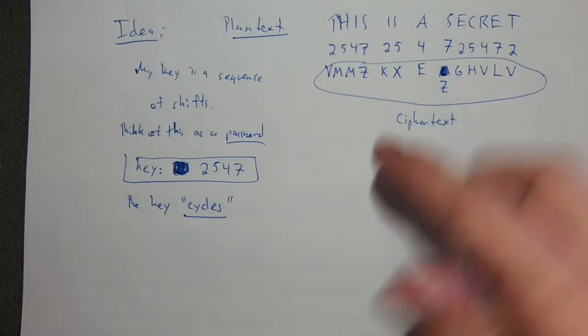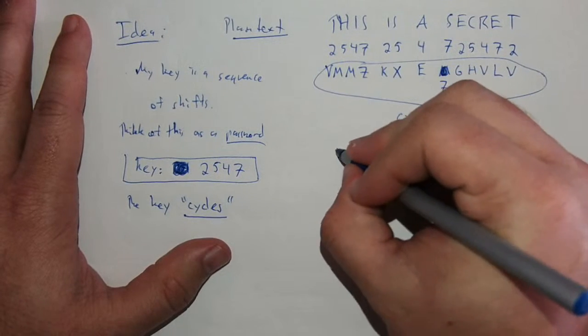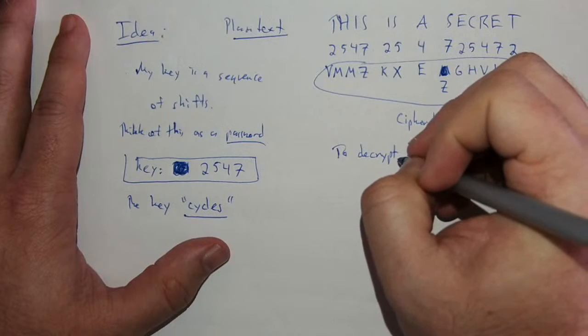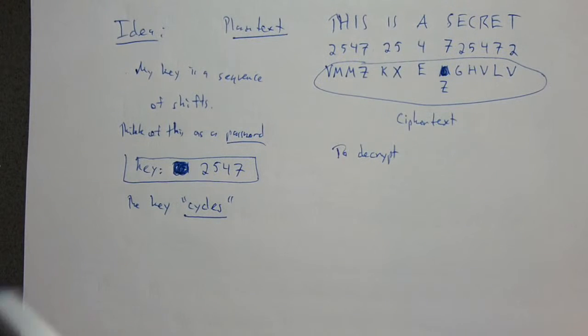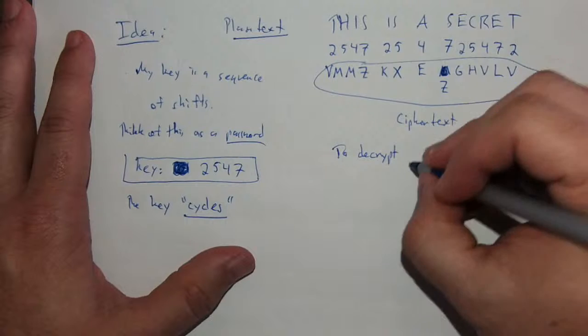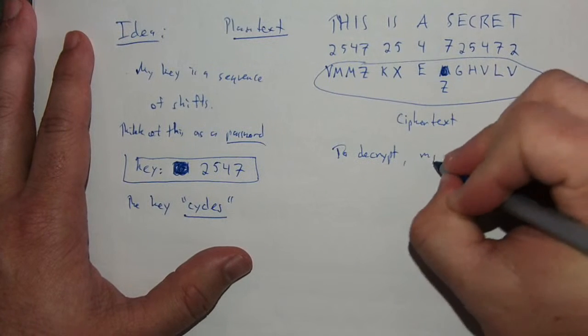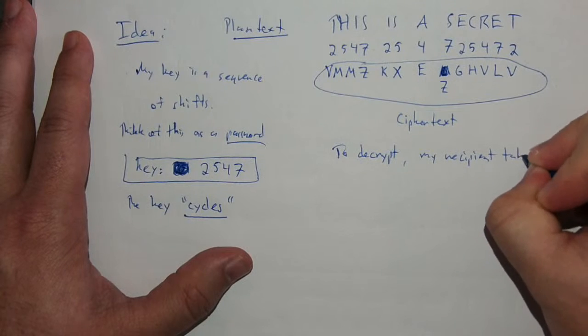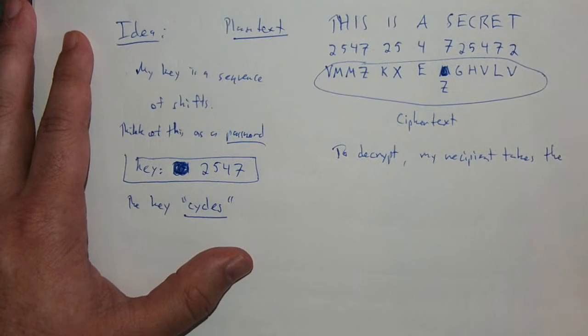So to decrypt is actually just as easy as encrypting, just as easy as encrypting and decrypting with a shift cipher. So to decrypt, my recipient takes the key and shifts in the opposite direction.